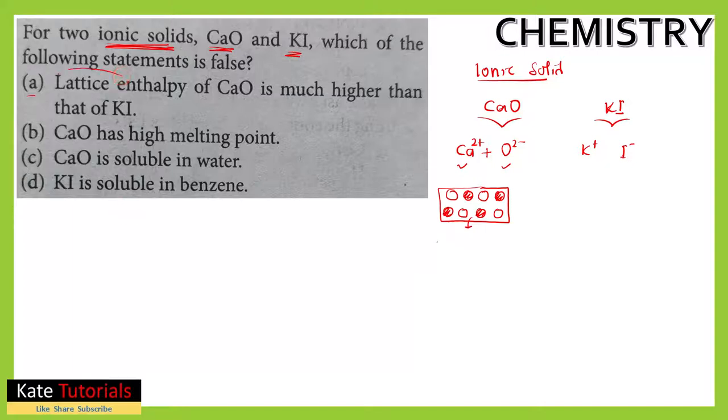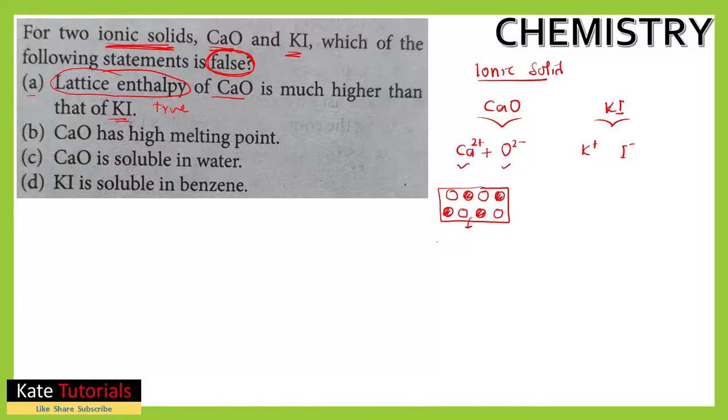They have told that the lattice enthalpy of calcium oxide is more than potassium iodide. Yes, this is true. But they have asked for the false statement. We have to choose the one which is false. Among these four, three will be true and one will be false. So the first option is true, not the false statement.